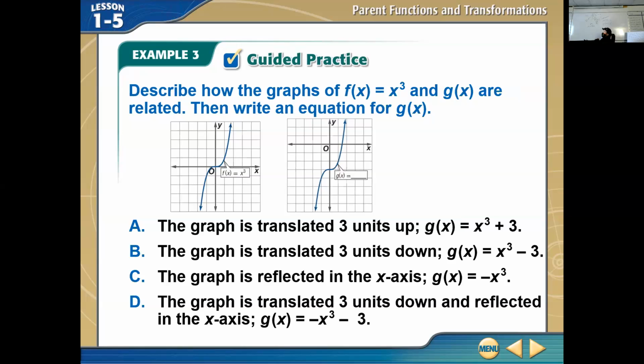Okay, describe how the graphs of f of x, which is equal to x cubed, and g of x are related. Then write the equation for g of x. So we have f of x here. Okay, it doesn't look like it's been stretched at all. It just looks like it's been shifted down 3 units. So we want to find the outside, which would be b.